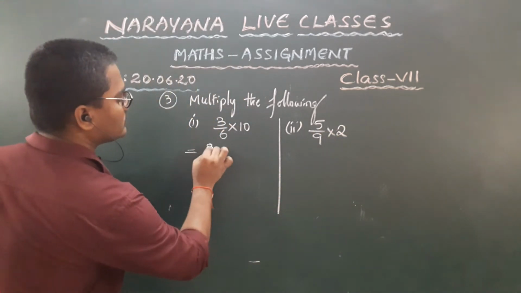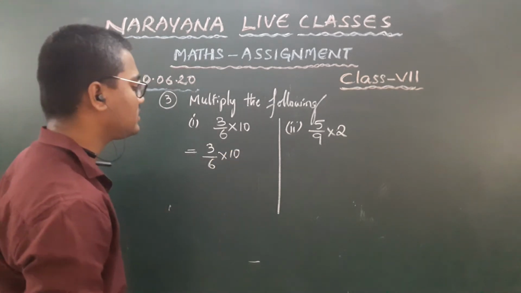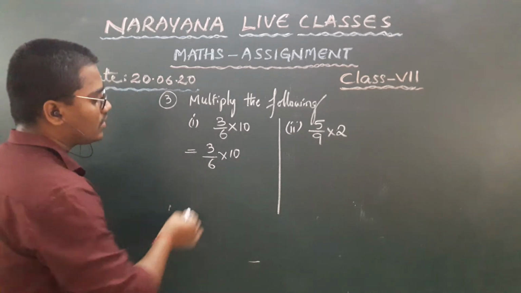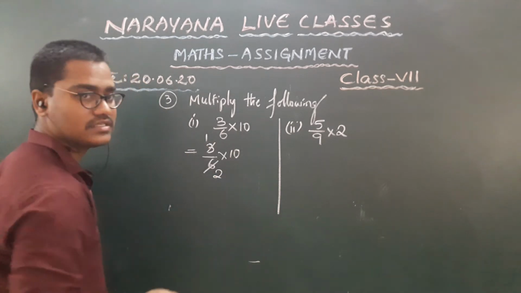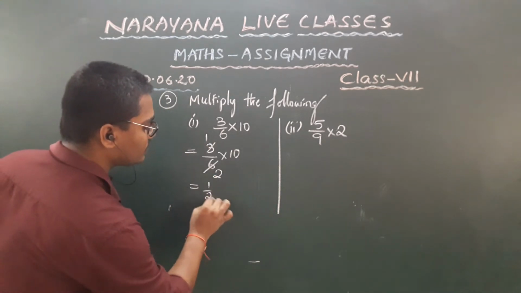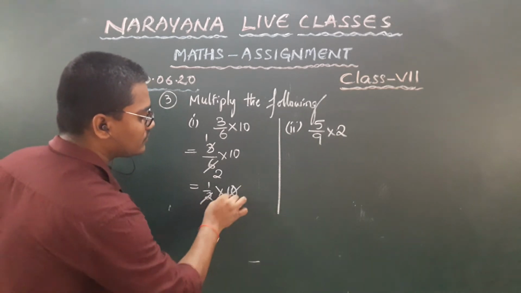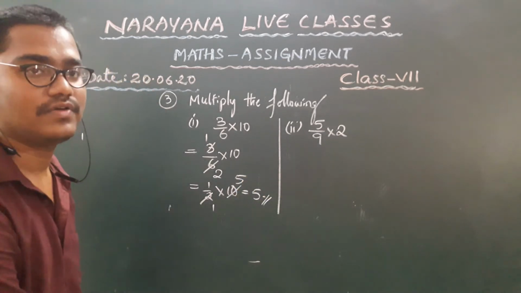So that is equal to, observe the question, children, 3 by 6 into 10. If there is any similar table cancellation for the numerator and the denominator, you need to cancel in a similar table. Now when you observe here 3 and 6 in the 3 table, 3 1s are 3, 3 2s are 6. Yes or no, children? That is equal to 1 by 2 into 10. Now again in the 2 table, children, 2 1s are 2, 2 5s are 10. That is equal to 5. The resultant answer will be 5.